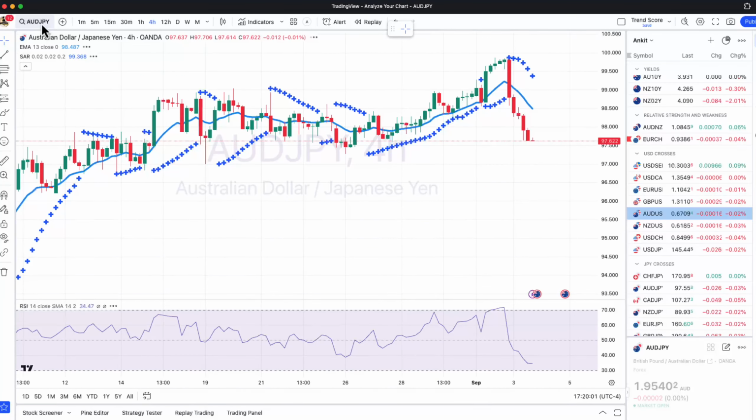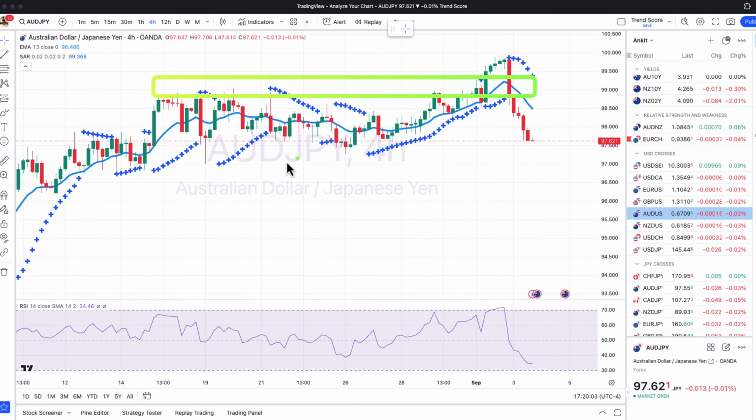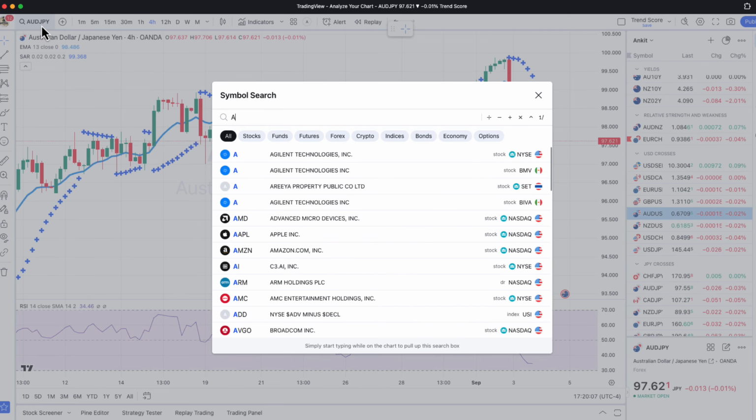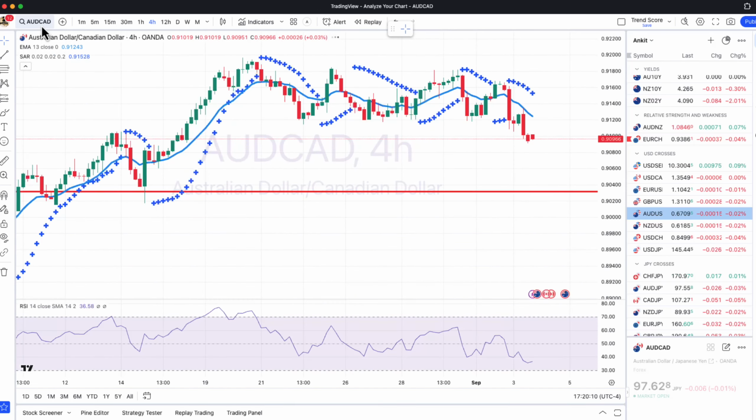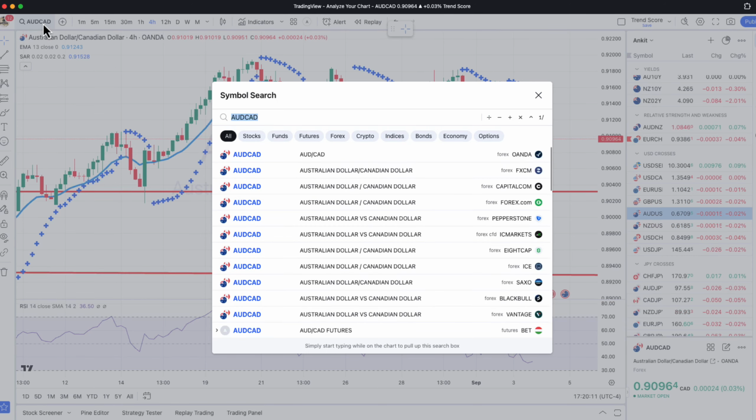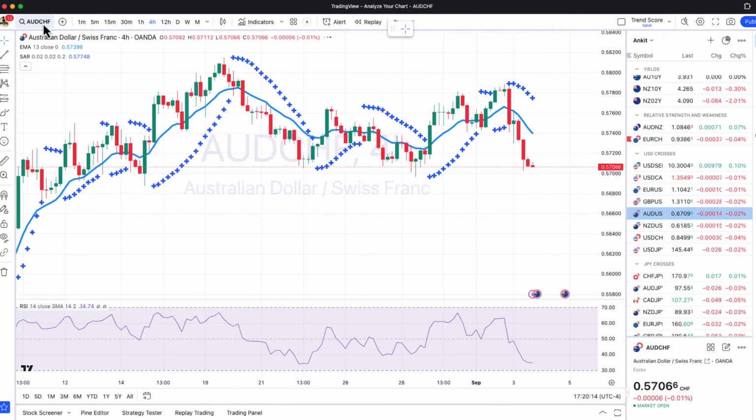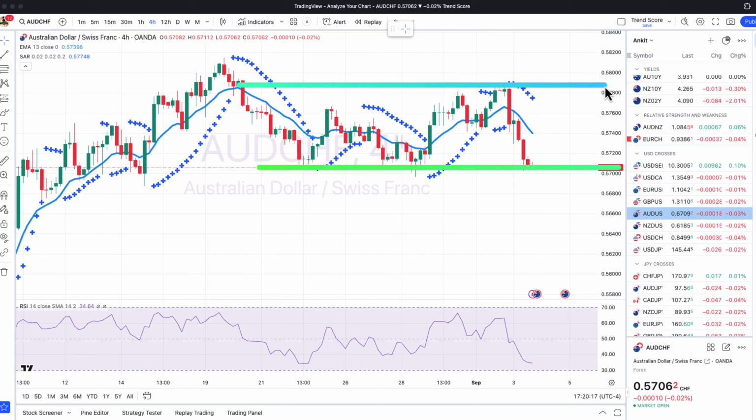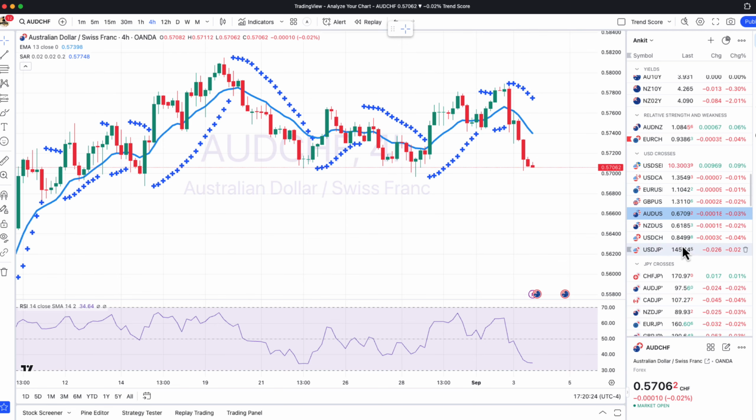We have Aussie yen. You can see this thing is just right back at the day's start. So I don't really love the Aussie yen here. But Aussie dollar definitely looks good. Aussie CAD still looks good. And then we can take a look at Aussie against the Swiss franc. Again, they all kind of look very similar here. So it's just a matter of picking the right currency against the right currency. So Aussie, Kiwi, more on the downside.